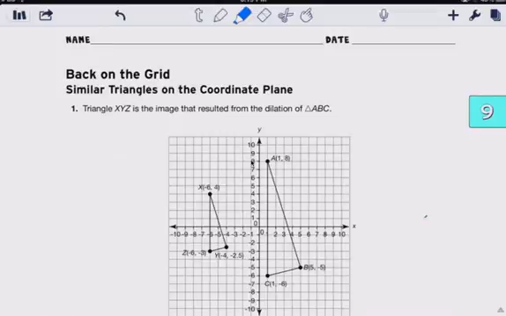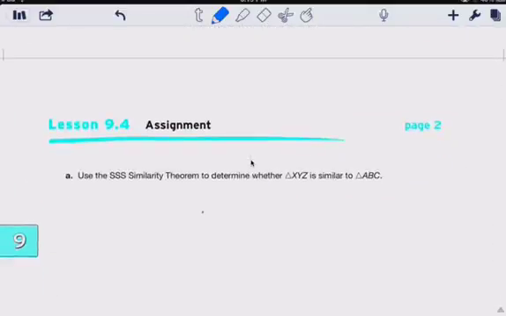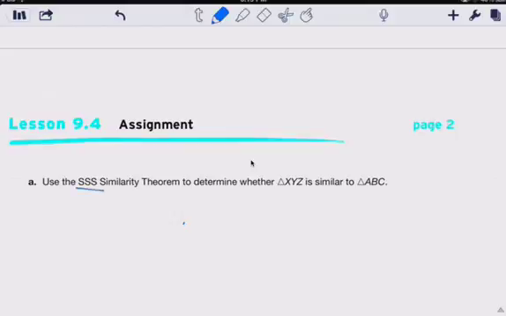Triangle XYZ is the image resulting from the dilation of this. So this is the result from that. So it's a reduction, right? Okay. Use the side similarity theorem to determine that triangle XYZ is similar to triangle ABC.